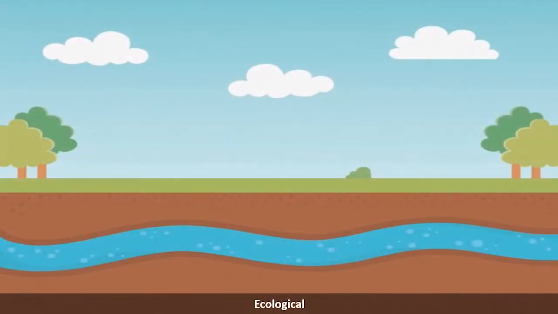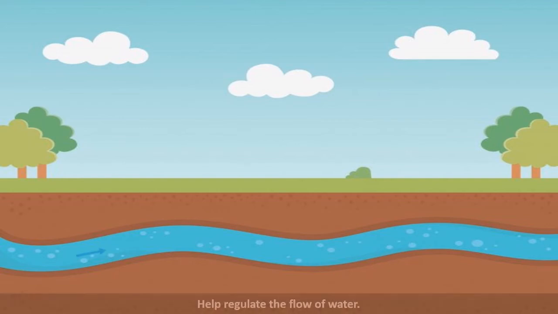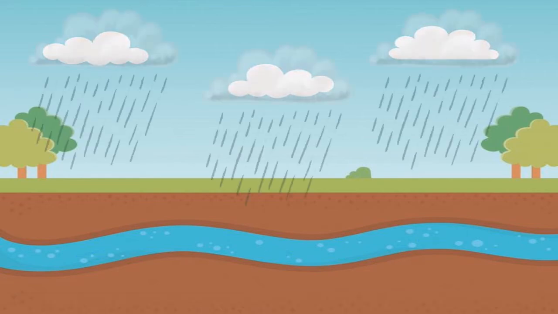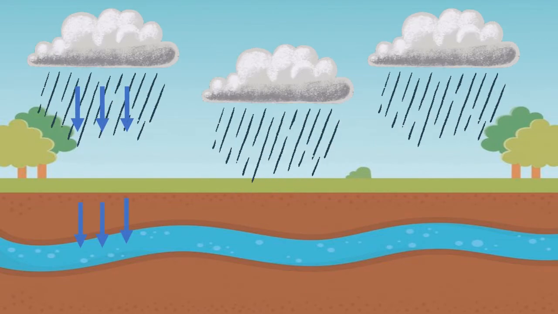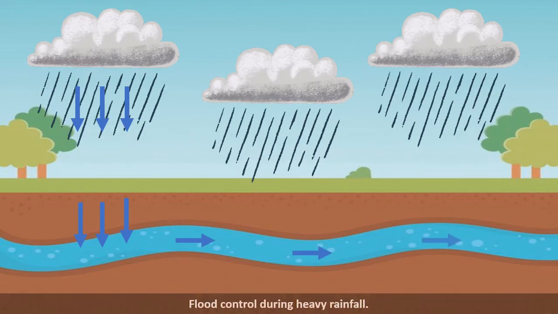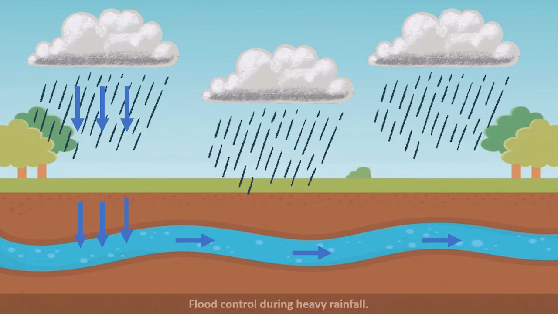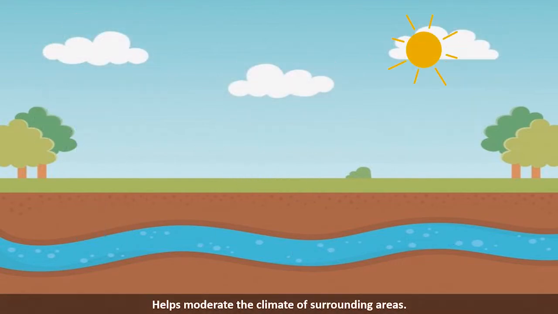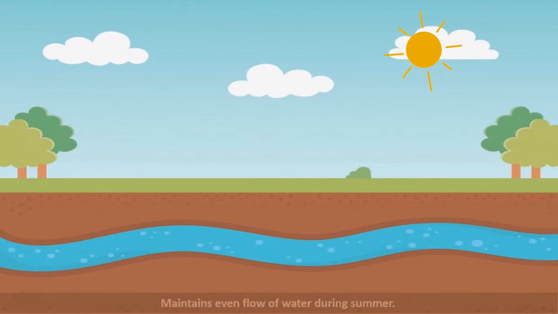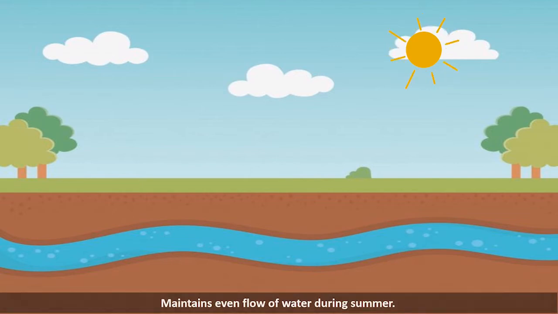The following slide shows the difference between ecological and economic use of the rivers in a tabular form. Let us read the table and understand how rivers help us. Ecological: help regulate the flow of water. Economical: essential for agriculture, industry. Ecological: flood control during heavy rainfall. Economical: used for hydroelectric generation, inland navigation, tourism and recreation.